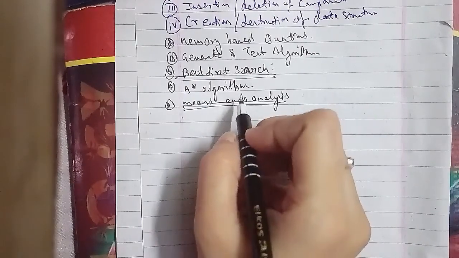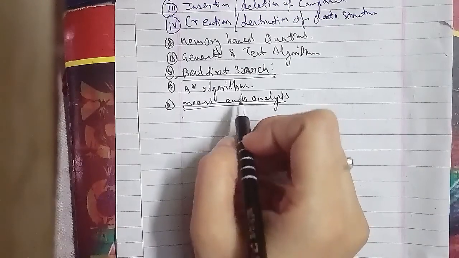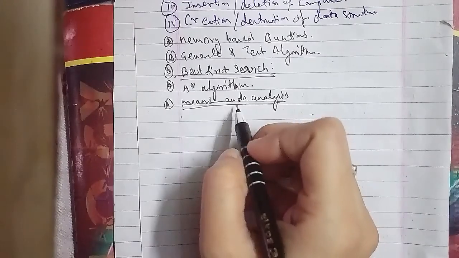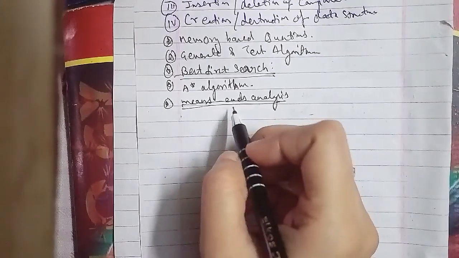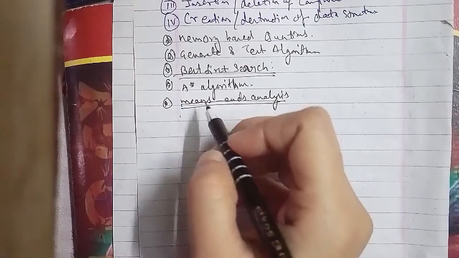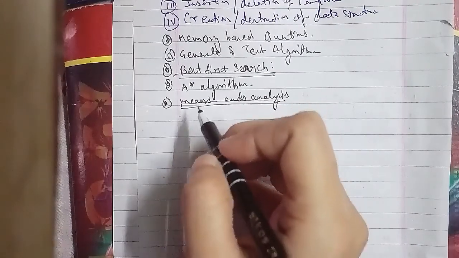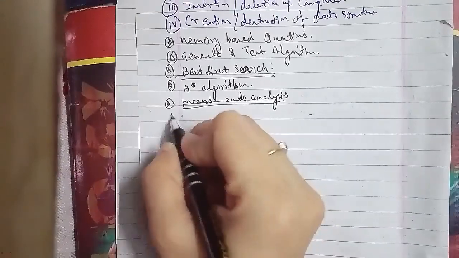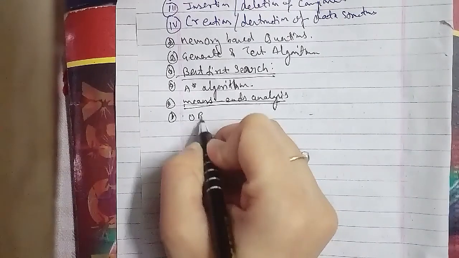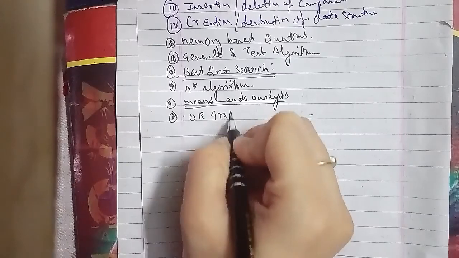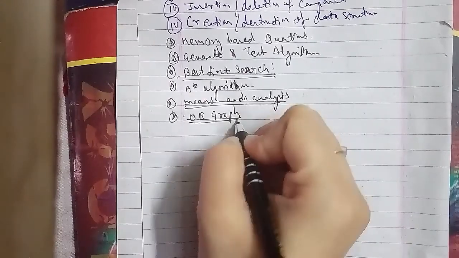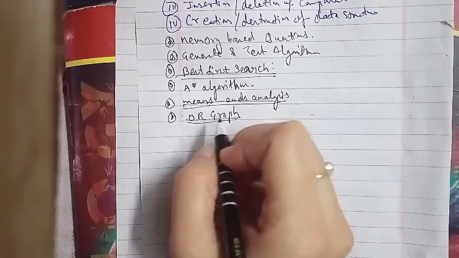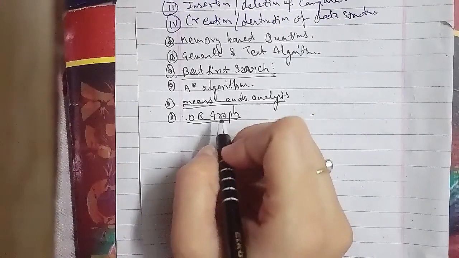Now we'll go ahead with another one: what do you mean by OR graph? In the OR graph, from each node there emerges a set of arcs, one for each of the alternative moves that can be made from the state represented by the originating node. The nodes pointed to by those arcs are known as successors of the originating node as well. Now we'll discuss the AND OR graph.